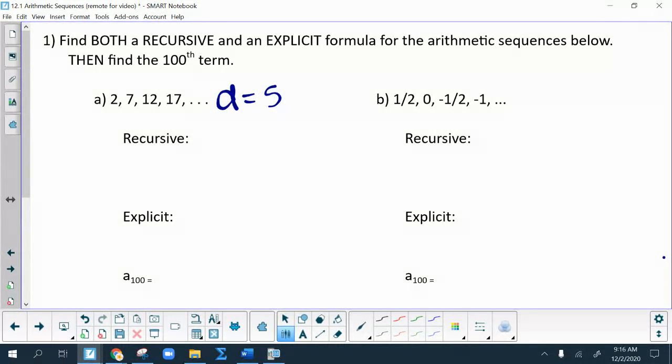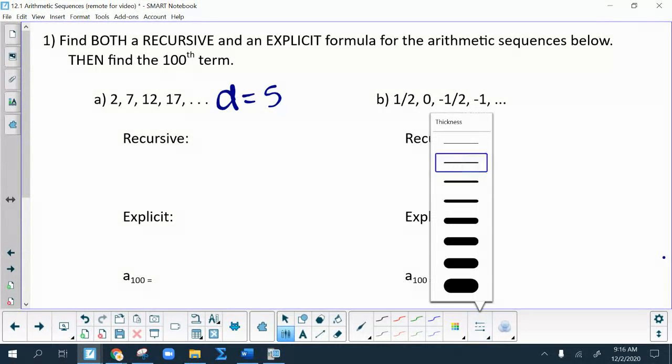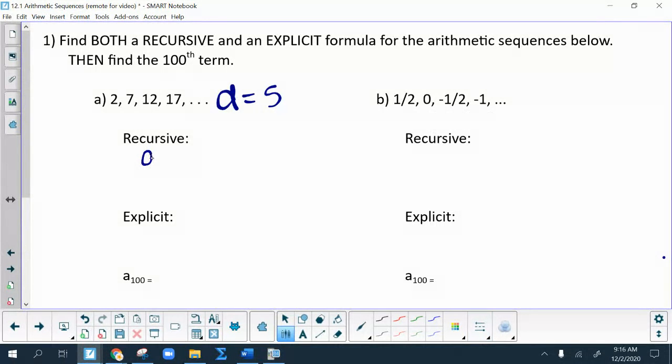You're adding 5. And when we write the recursive definition, we always start by writing a sub 1 down. So our first term, a sub 1 stands for our first term, is 2. Then we write down a sub n, and that equals a sub n minus 1, the previous term, and then plus the common difference of 5.